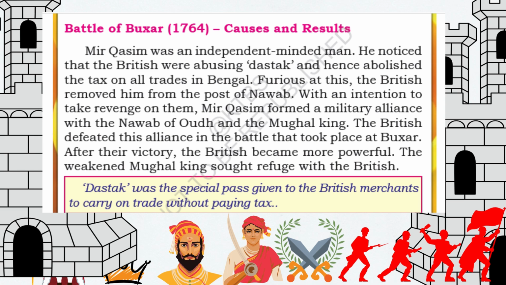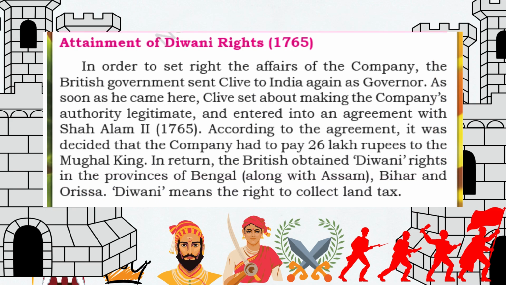After their victory, the British became more powerful. The weakened Mughal king sought refuge with the British. Dastak was a special pass given to the British merchants to carry on trade without paying tax. Attainment of Diwani rights, 1765.